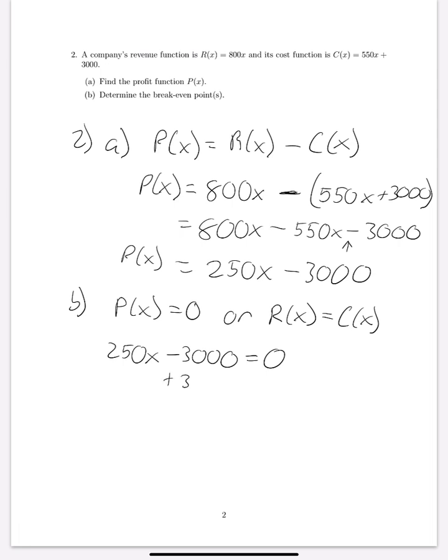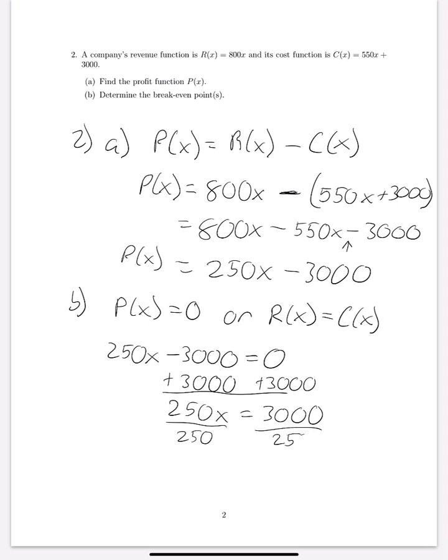And now I just solve for x. I add 3,000 over, I get 250x is equal to 3,000. I want to divide by 250. And x equals 12. Okay, so my break-even point is at x equals 12, right?